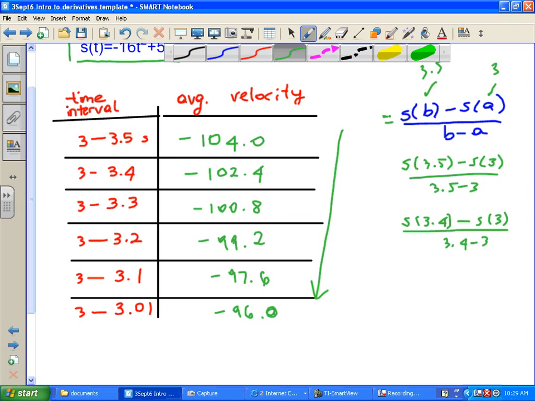So if we were looking at these numbers, where do they seem to be approaching? Where do these numbers appear to be approaching as we get closer and closer to 3? They seem to be approaching negative 96 feet per second, right? At the end of the class today, we're going to confirm that analytically. We're going to see if that's the exact velocity at the 3rd second. And let me just keep you in suspense. Let me not say what the answer will be, but it's going to be something very, very close to that, to say the least. Okay.